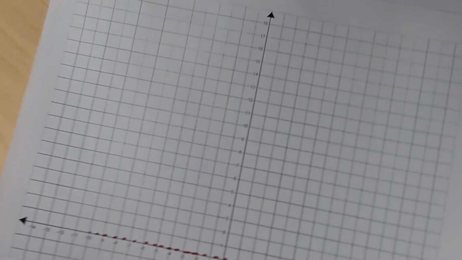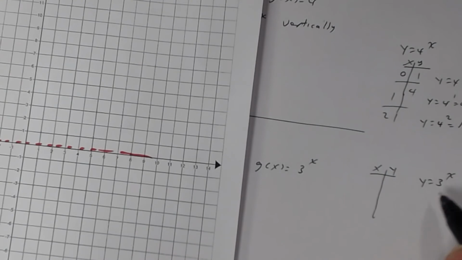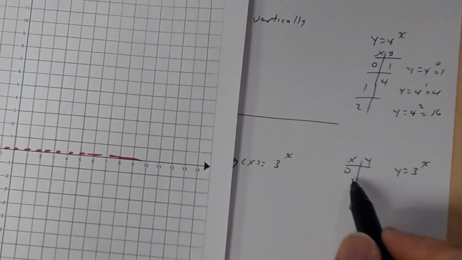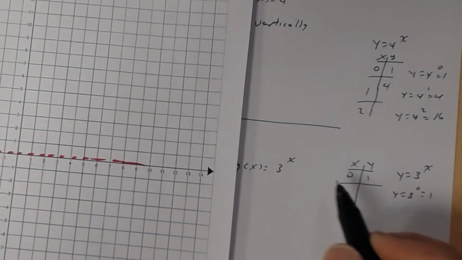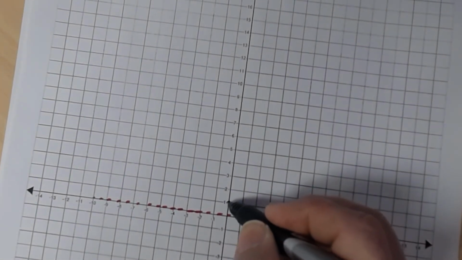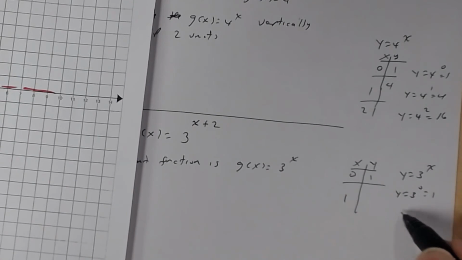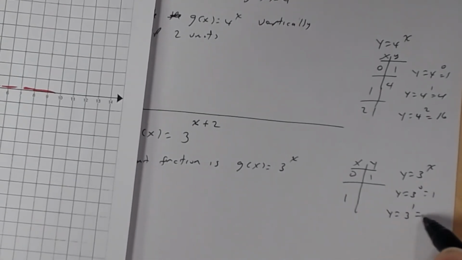Okay, then I'm going to use a t-table and plot a few points. So if x is 0, always use 0. If x is 0, I get y equal 3 to the 0, which is 1. So I plot the point (0, 1). If x is 1, I get y equal 3 to the first, which is 3. So I plot the point (1, 3).